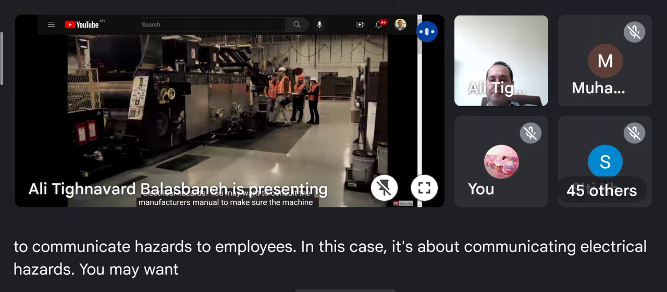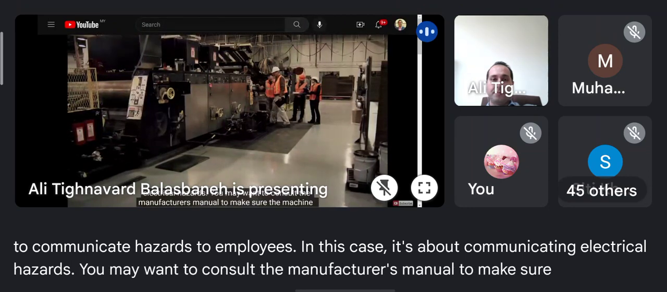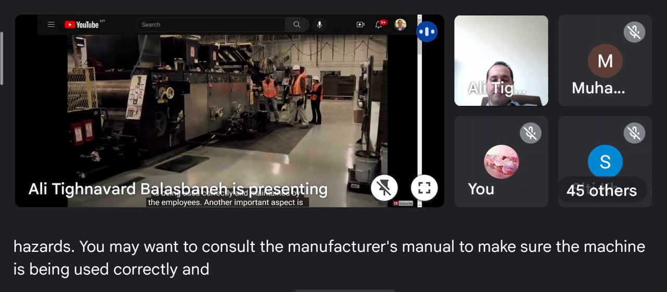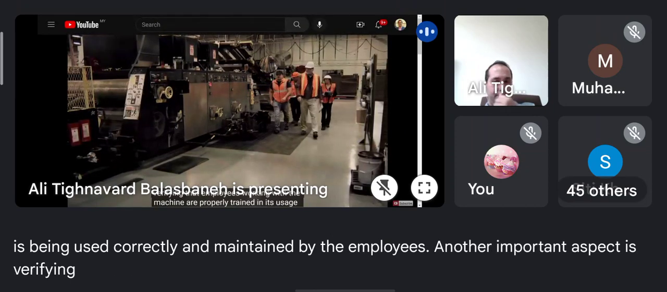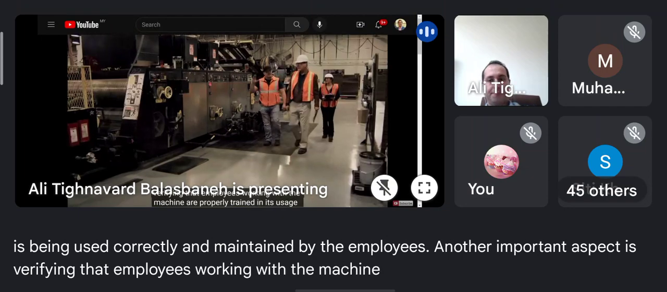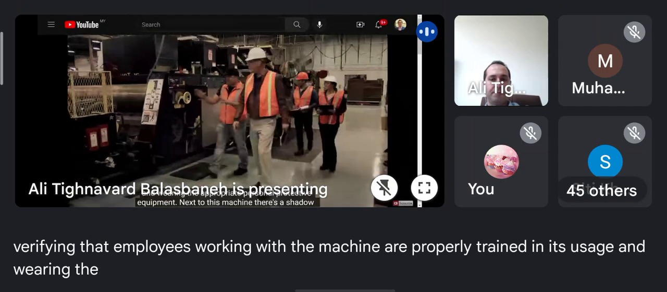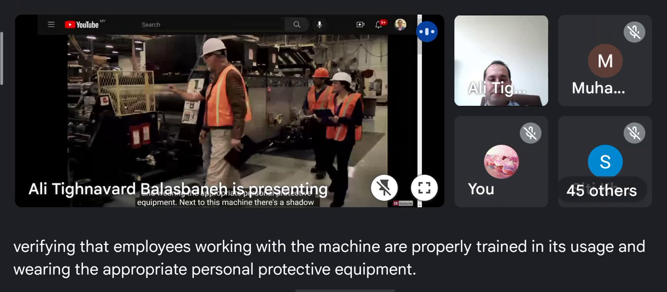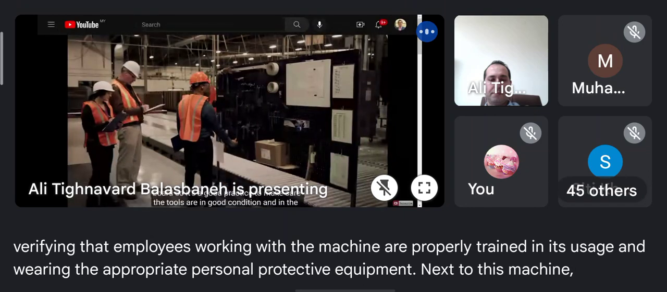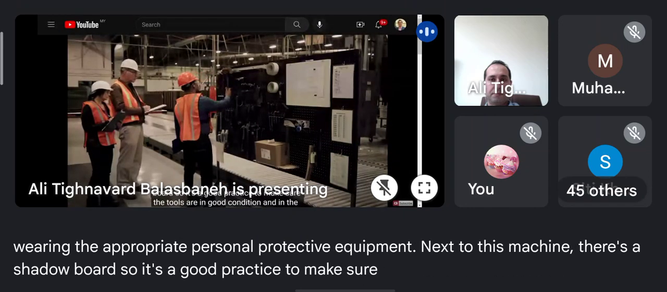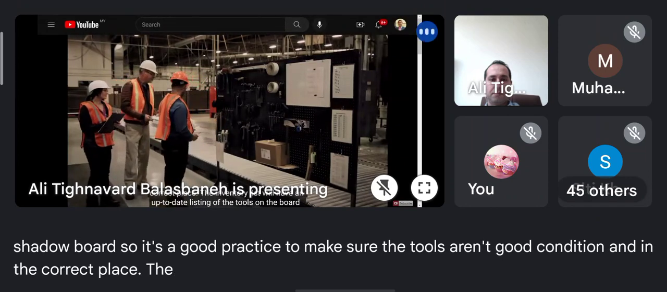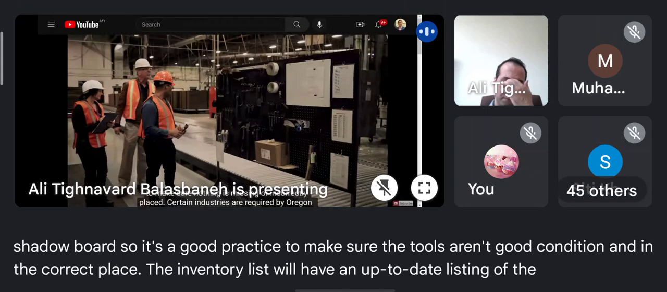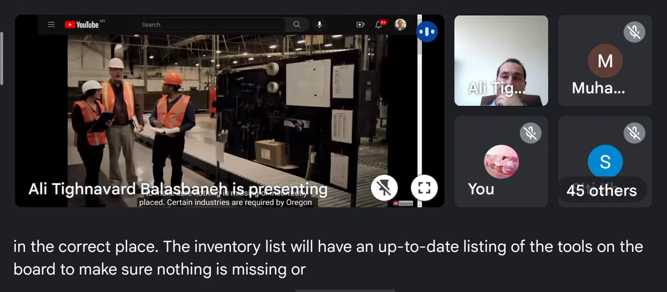You may want to consult the manufacturer's manual to make sure the machine is being used correctly and maintained by the employees. Another important aspect is verifying that employees working with the machine are properly trained in its usage and wearing the appropriate personal protective equipment. Next to this machine, there's a shadow board, so it's a good practice to make sure the tools are in good condition and in the correct place. The inventory list will have an up-to-date listing of the tools on the board to make sure nothing is missing or incorrectly placed.